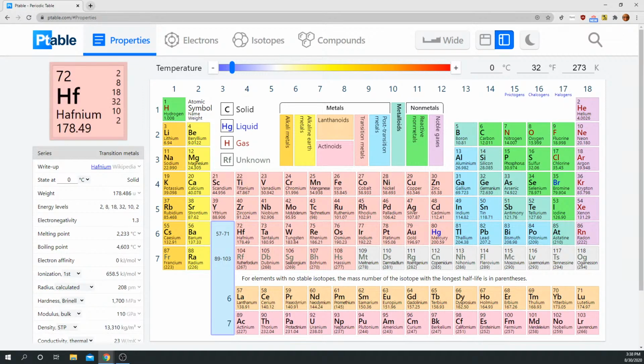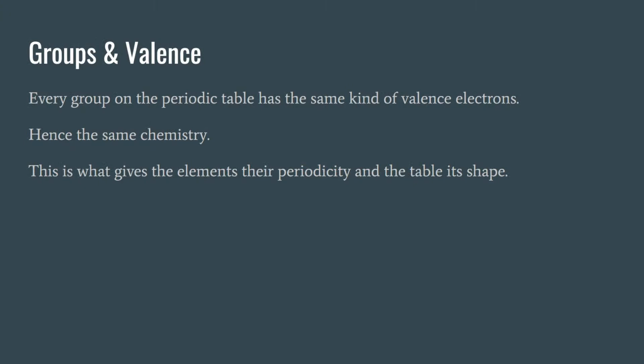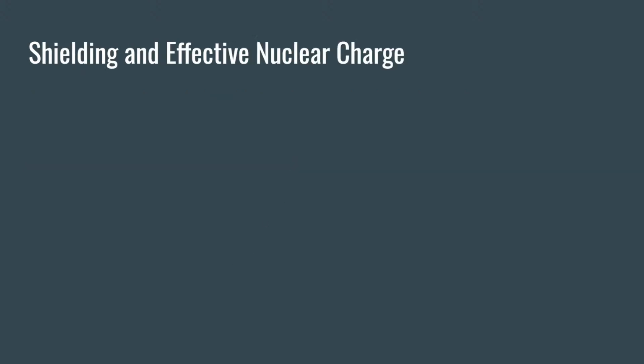So that is one of the ways we can talk about the periodic table. We're going to be spending this particular video talking about various properties of atoms, of elements, and how they are due to things like valence. Okay. So first we're going to talk about shielding and effective nuclear charge.